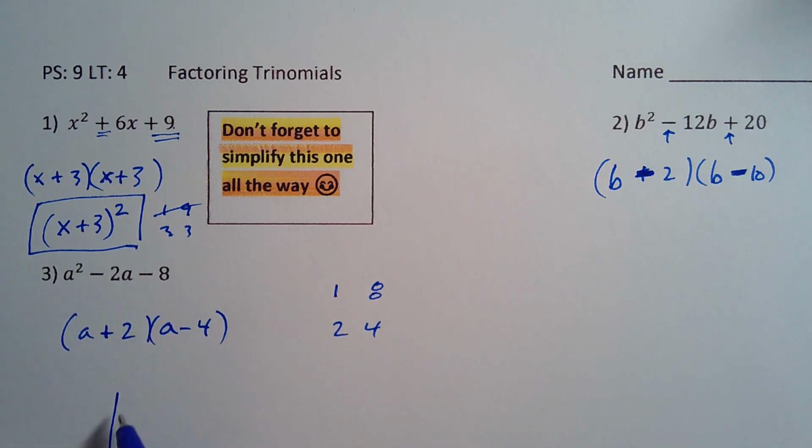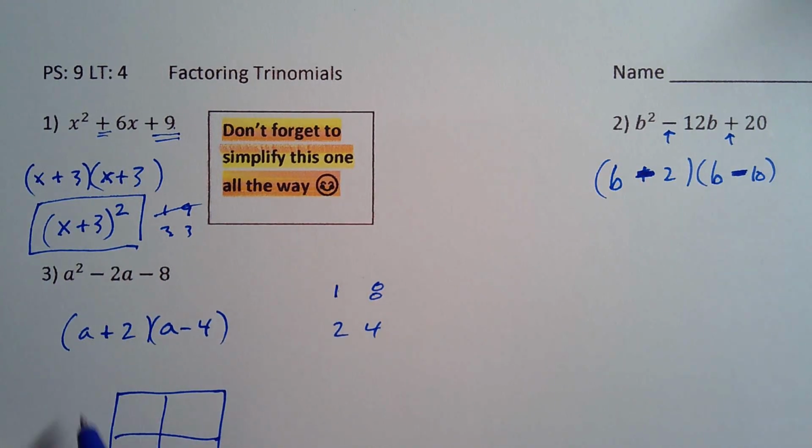Now I didn't go through and check these all, but if you wanted to, you could do the box method, for example. Do the a and the plus 2 here, and the negative 4 here. And then I get a squared, negative 4a, positive 2a, negative 8. And then I've got my like terms on the diagonal as normal. That gives me a squared minus 2a minus 8. And so that's a 2 there, sorry.